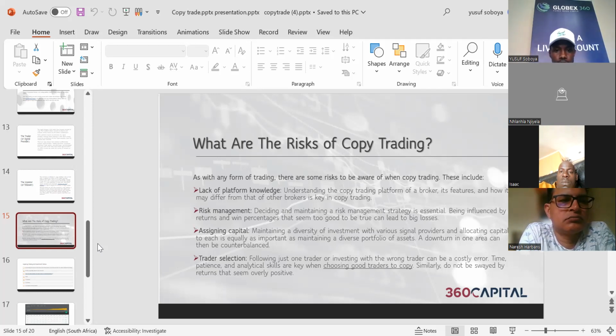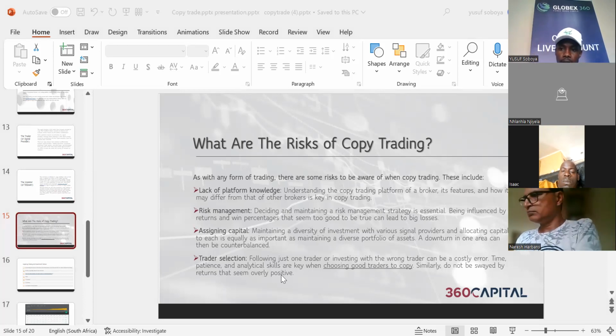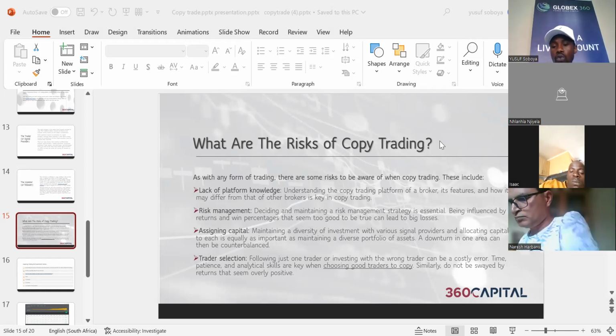Trader selection. Trade selection is understanding the signal provider: what trades does he execute, and what type of trade does the signal provider execute when you actually trade? Those are called trade selection.